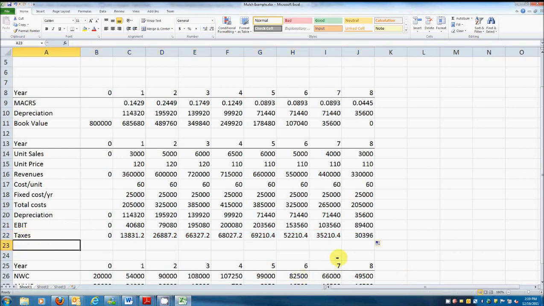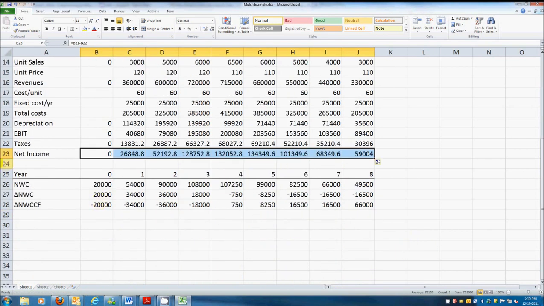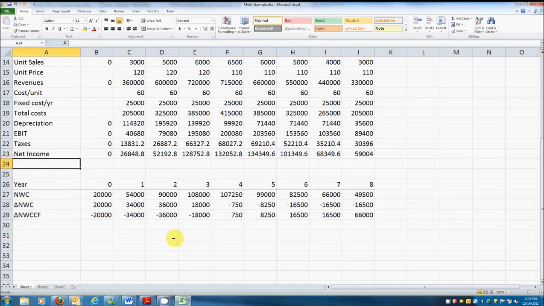Now finally, to figure out my net income, all I have to do is take EBIT and subtract my taxes. I'm going to drag that over, and now I have net income all the way across. Now, your book doesn't do this, but I'm going to insert one more line here, and we're going to go ahead and figure out operating cash flow, or OCF.